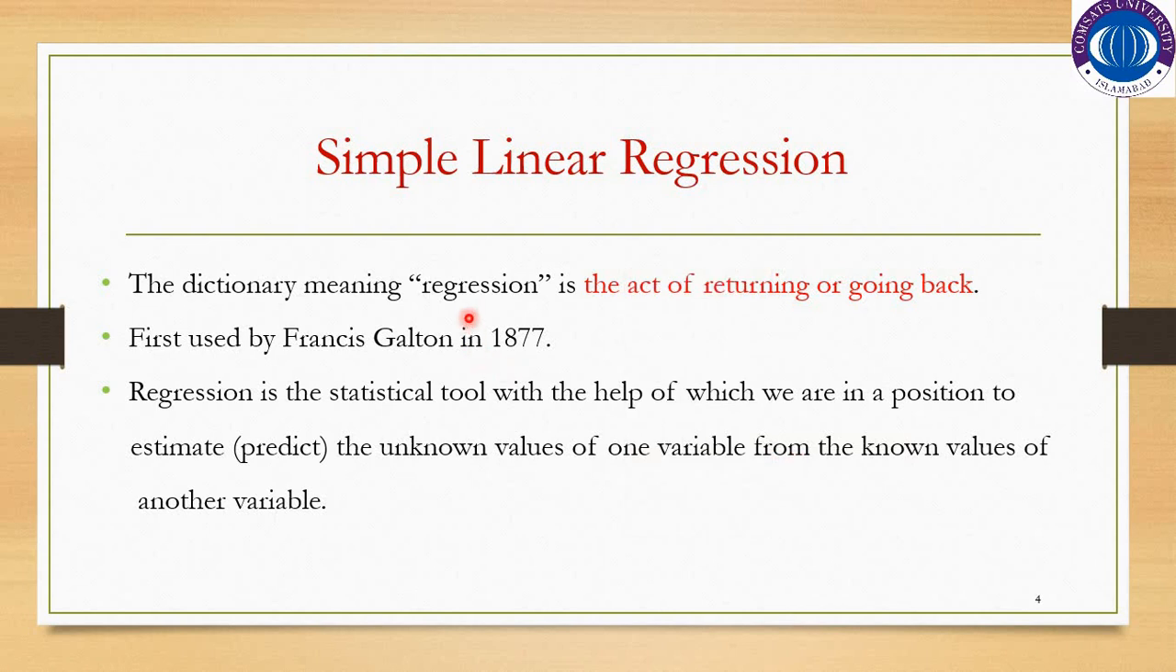The dictionary meaning of regression is the act of returning or going back. First used by Francis Galton in 1877. Regression is the statistical tool with the help of which we are in a position to estimate or predict the unknown values of one variable from the known values of the another variable. Remember that one variable is unknown and the other one is known.